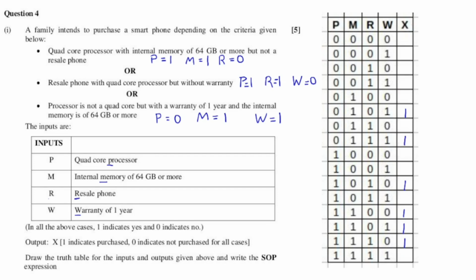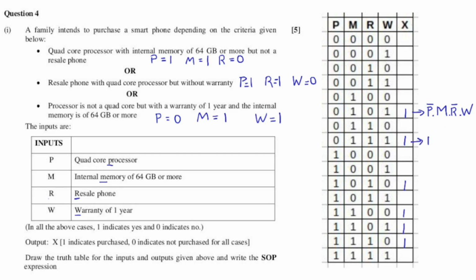So now our table is ready and the next step is to get the terms. We'll only consider those rows where we have 1 in the X column. And if you notice over here, P is 0, M is 1, R is 0, W is 1. So wherever there is a 0, we'll take the complement of the corresponding variable. Wherever there is a 1, we'll take the variable directly. So in the first case, we'll get P complement because P is 0, M because M is 1, R complement because R is 0, and finally W because W is 1. So this is our first term.